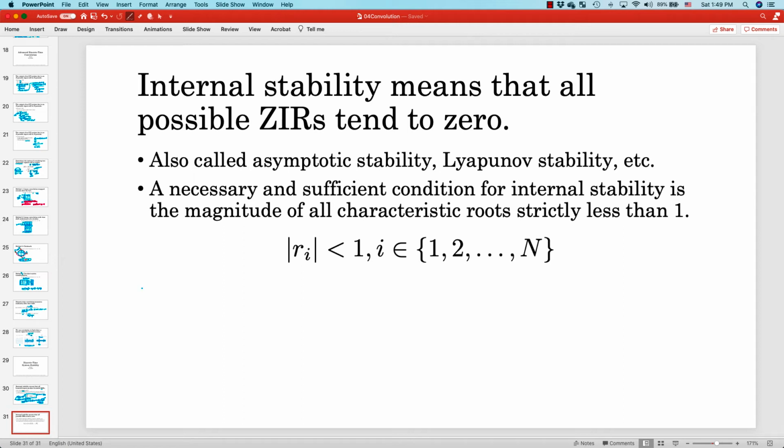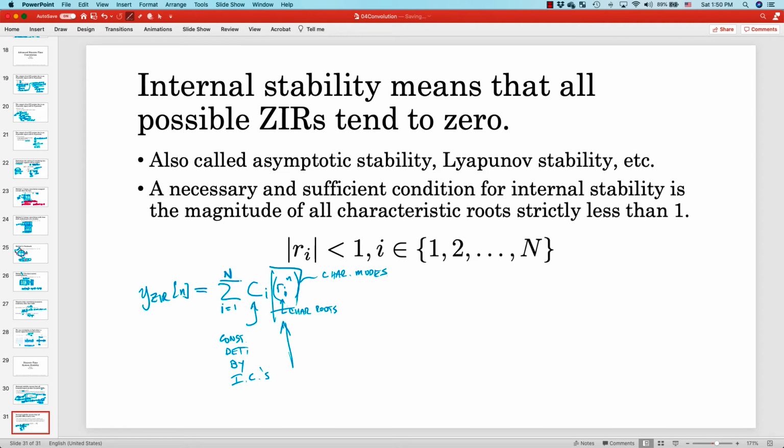If I have an IIR type system, the ZIR, y ZIR of n, will in general be the sum of the characteristic modes. So this is R_i to the n, i running from 1 to capital N, the order of the system. Remember, these were constants or residues, and these were characteristic roots, and when I raise them to the n, they become characteristic modes. These constants are determined by the initial conditions. If I want a statement to hold for all possible initial conditions, I can't condition the statement on the constants, which is why we're going to focus on this part and not this part.